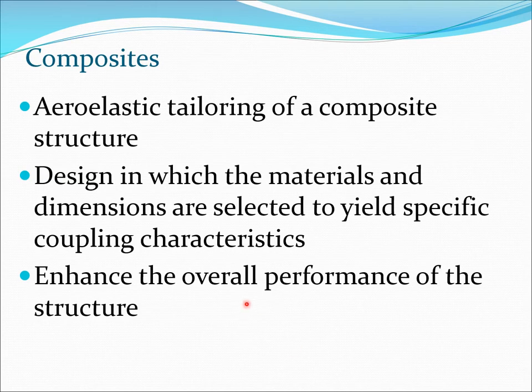Now, essentially, we see that composite materials do permit this kind of tailoring of a structure. And this has been used in some designs, such as forward swept wings for a fixed wing, which essentially let us fly certain configurations because of the presence of this composite tailoring. Now, a design in which materials and dimensions are selected to yield certain specific coupling characteristics could be called tailoring. And generally, this ends up enhancing the overall performance of the structure.